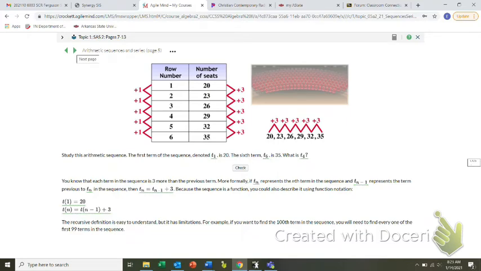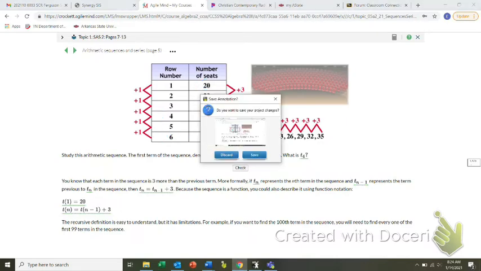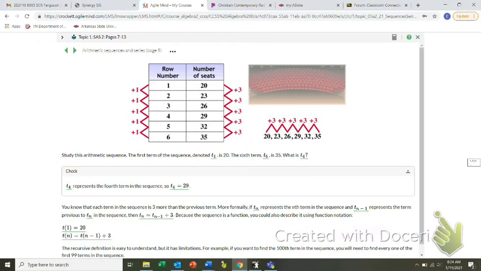All right, let's see. All right, so this screen is just a checkpoint, kind of. So it says, study this arithmetic sequence. The first term is denoted as T1, and you know the first term is 20. All right, it says the sixth term is 35. What is T4? All right, so all you're doing is you're going here looking for the 4, and you know that it is 29. If you hit check, it will tell you it is 29.